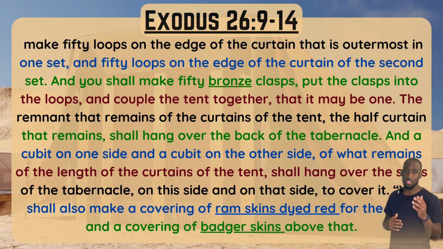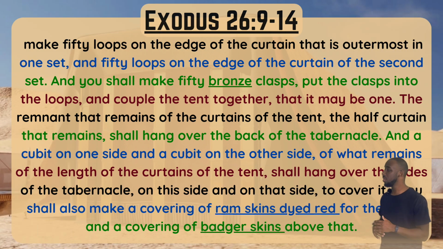All right, so let's pick up verse 9 through 14. Check it out. So it says, make 50 loops on the edge of the curtain as the outermost in one set, and 50 loops on the edge of the curtain of the second set. And you shall make 50 bronze clasps. So we had gold, but now we moved on to bronze. Put the clasps into the loops and couple the tent together that it may be one.